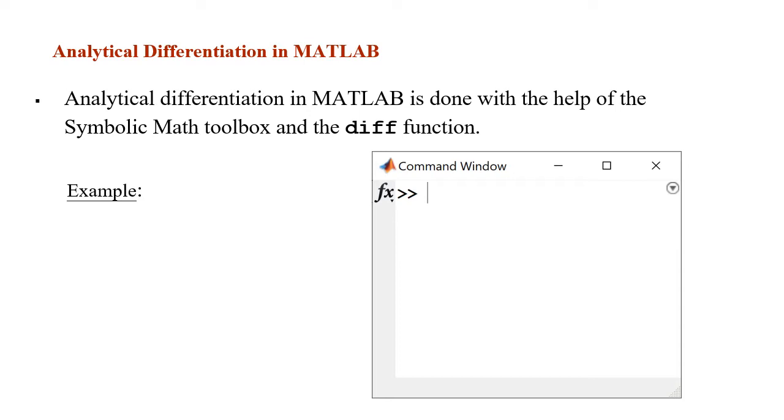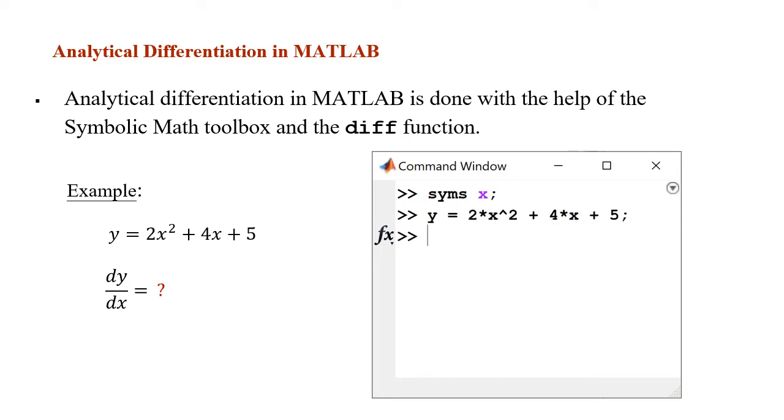For example, if we have the same function we did earlier, and we're interested in finding its derivative with respect to the variable x, then the first thing we need to do in MATLAB is to create a symbolic variable named x, since that is our independent variable. Then we are going to define the function y as a function of x in MATLAB. So we're going to say y is equal to 2 times x squared plus 4x plus 5. Remember, what you see on the left side is the mathematical expression, and what you see on the right hand side is the translation of that in MATLAB.